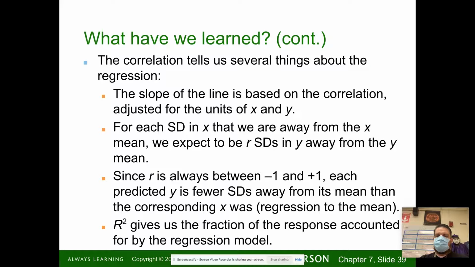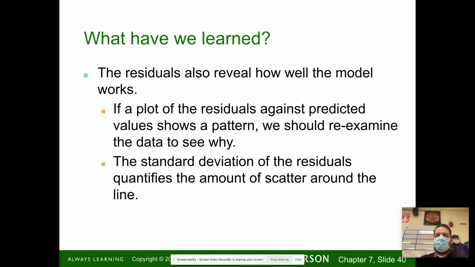The correlation tells us several things about the regression. The slope of the line is based on the correlation, adjusted in units of x and y. For each standard deviation in x we are away from the x mean, we expect to be r times the standard deviations in y away from the y mean. Since r is always calculated between -1 and 1, each predicted y is fewer standard deviations away from its mean than the corresponding x. And r squared gives us the fraction of the response accounted for by the regression model.